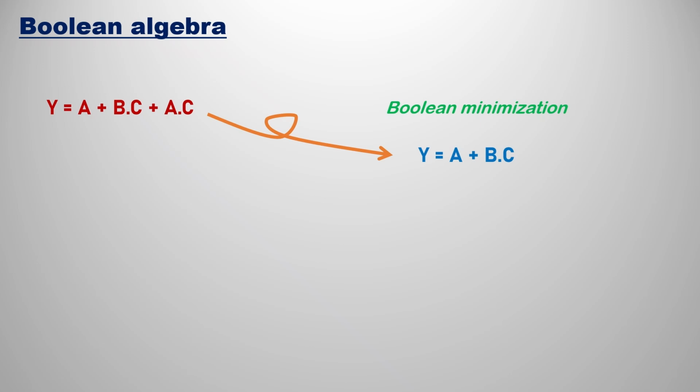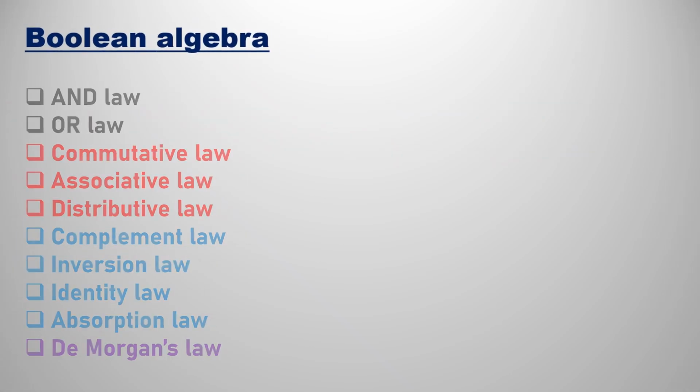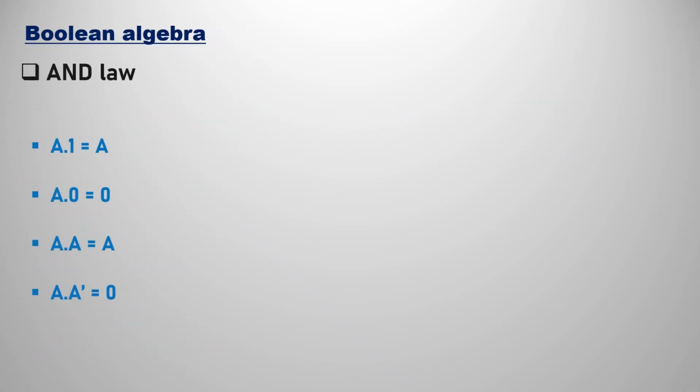We have to take a common. We have two a's in the two terms, so we take a common. Then 1 plus c is again 1 only. How is that 1? We are going to see that. I hope you understood the usage of Boolean algebra.